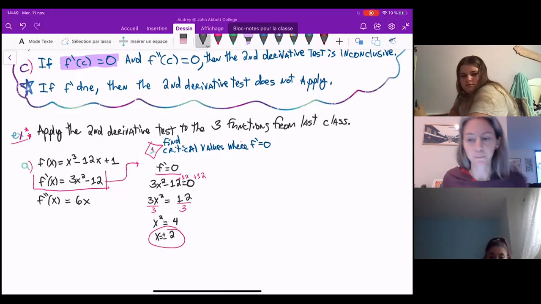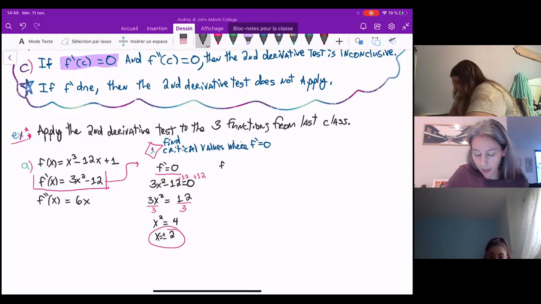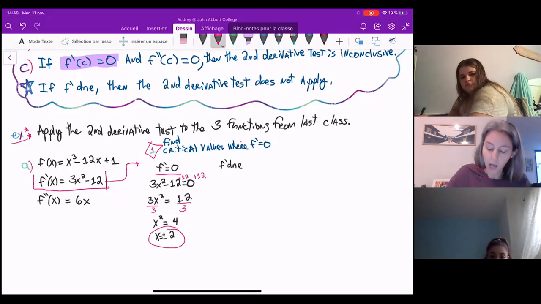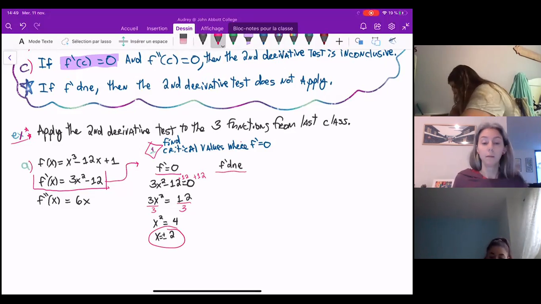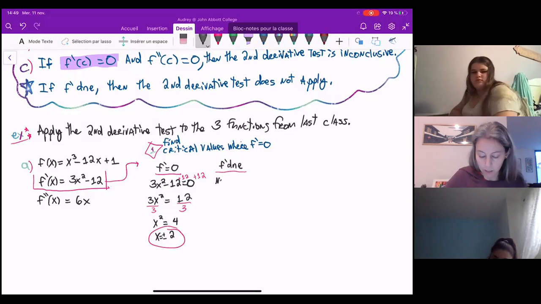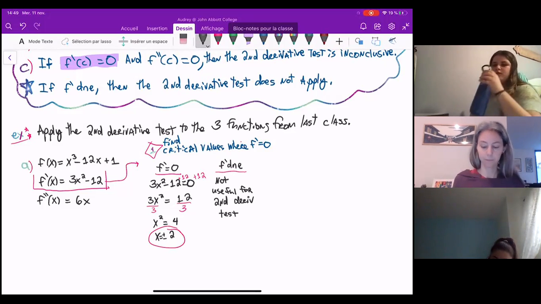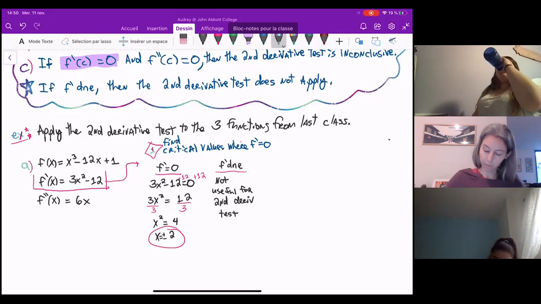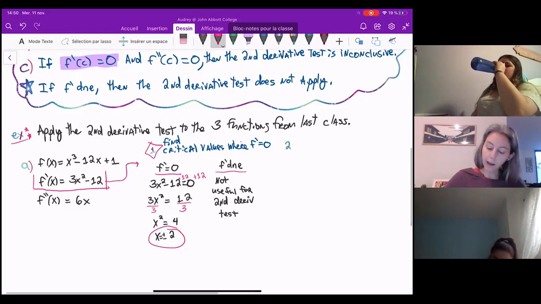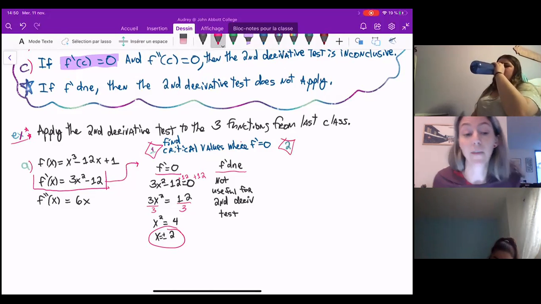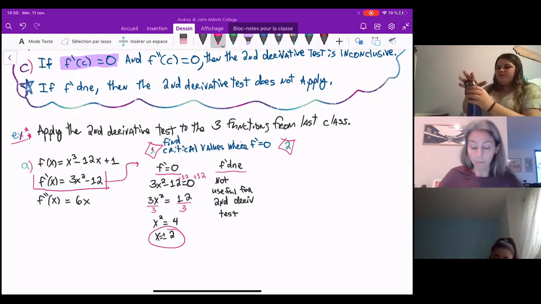Plus or minus 2. So then f prime does not exist. I'm just going to write this here so that it's really clear that with the second derivative test, I don't have to think about this. So here, I'm not even going to think about it. I'm just going to say this is not useful for the second derivative test. And then the second step here is to plug those values into f double prime.